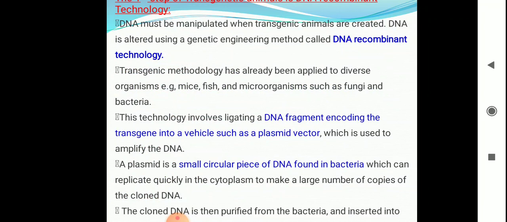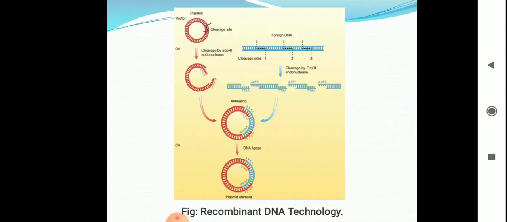Transgenic methodology has already been applied to diverse organisms, for example, mice, fish, and microorganisms such as fungi and bacteria. This technology involves ligating the DNA fragment encoding the transgene into a vehicle such as a plasmid vector, which is used to amplify the DNA. A plasmid is a small circular piece of DNA found in bacteria, which can replicate quickly in the cytoplasm to make a large number of copies of the cloned DNA. The cloned DNA is then purified from the bacteria and inserted into the host, that is the mouse or maybe other animals. Now, this is a picture of how to prepare recombinant DNA.